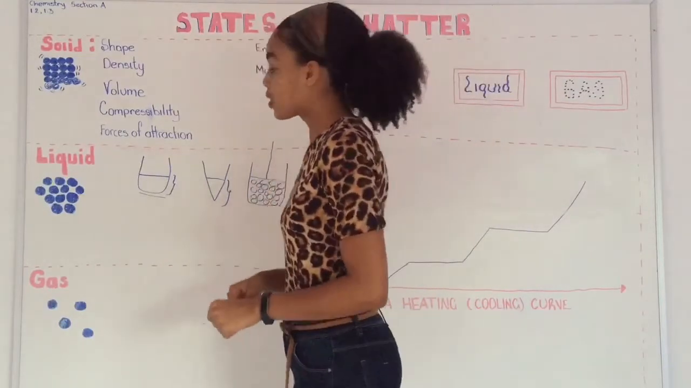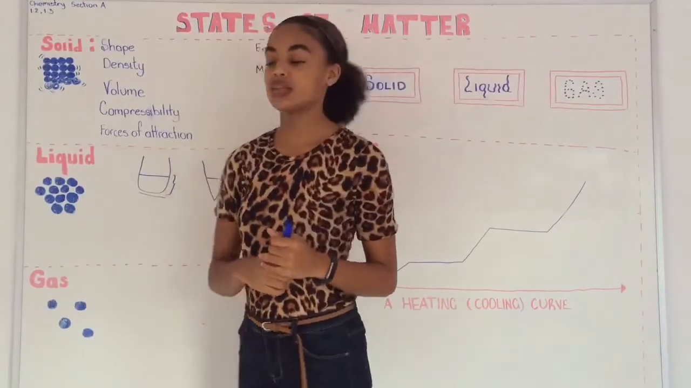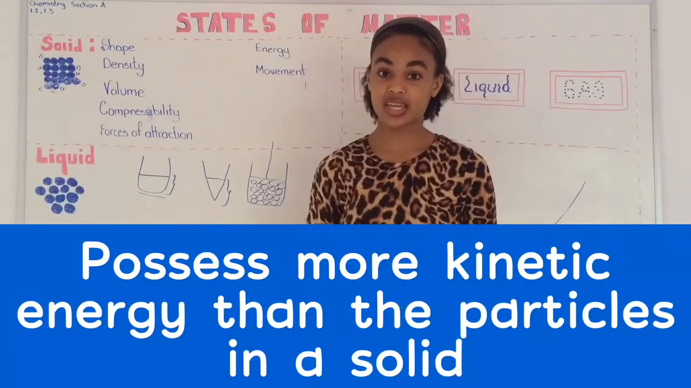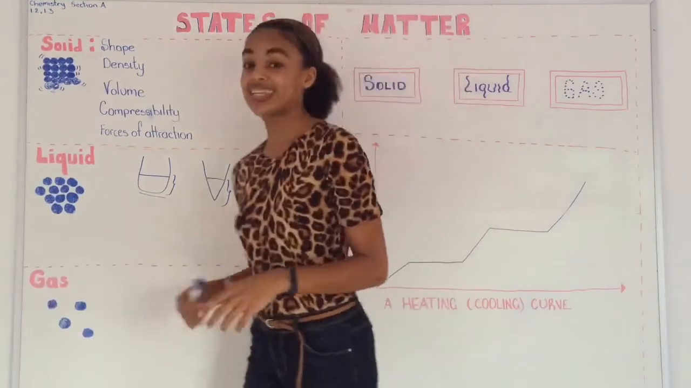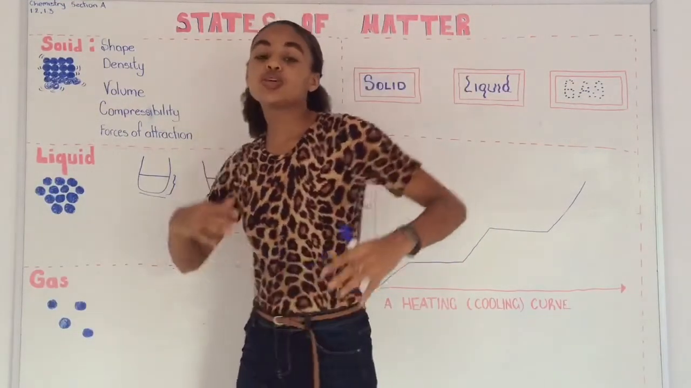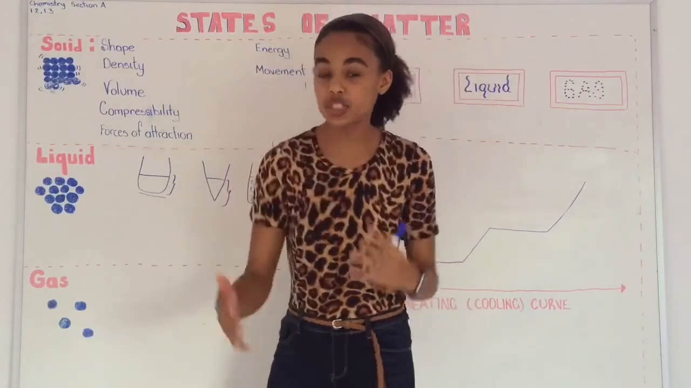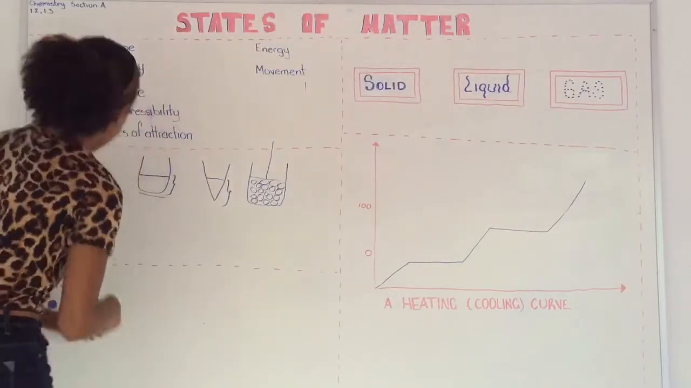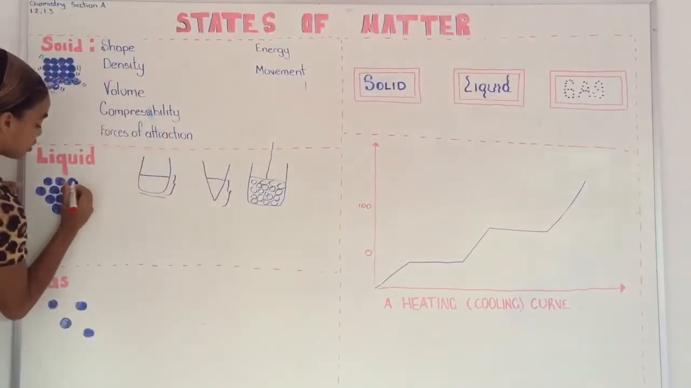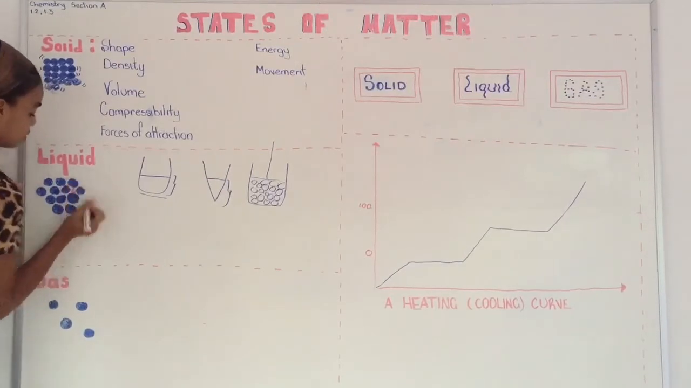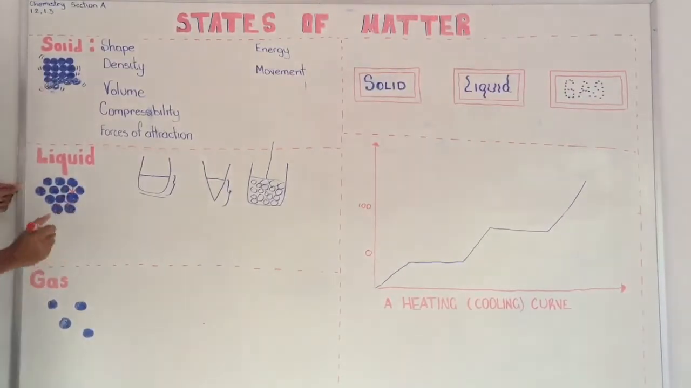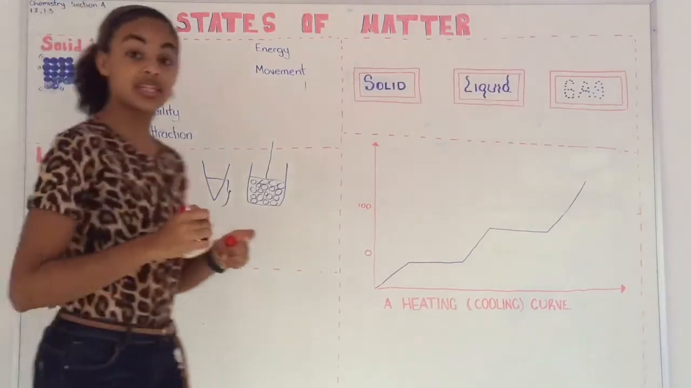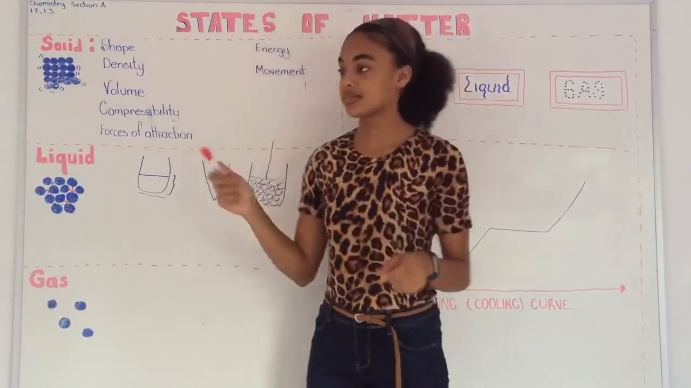Okay. Energy and movement. So in a liquid, since we have some spaces in between, we say that the particles have more kinetic energy than the particles in a solid, but less kinetic energy than the particles in a gas. So there's a little bit of space between them, not as much space as a gas, but just enough for them to move a little bit. So in the liquid, hopefully you can see this, they can move in these directions in between the little tiny spaces, and that gives them a little more kinetic energy than the particles in a solid.